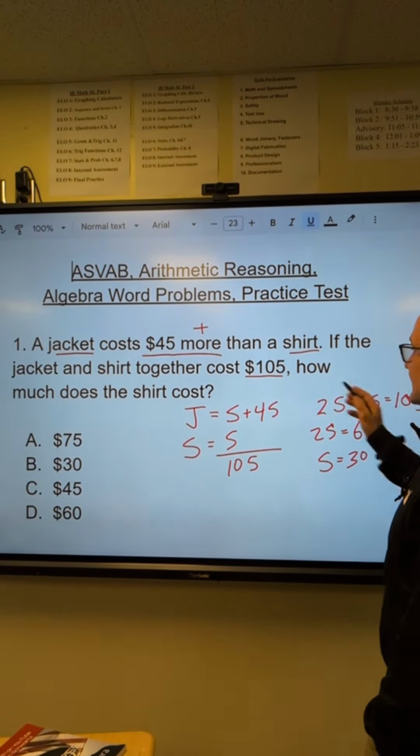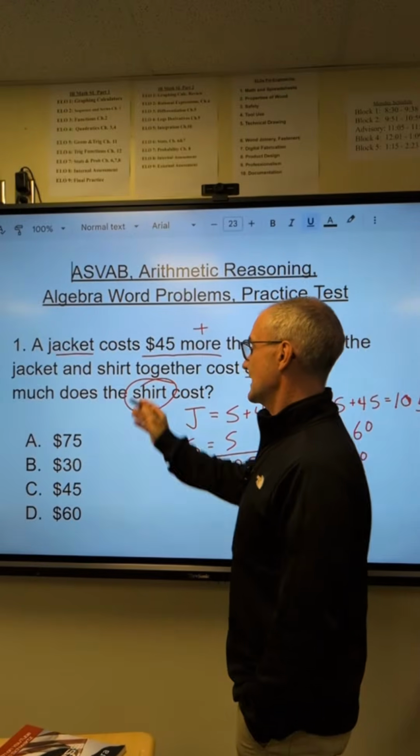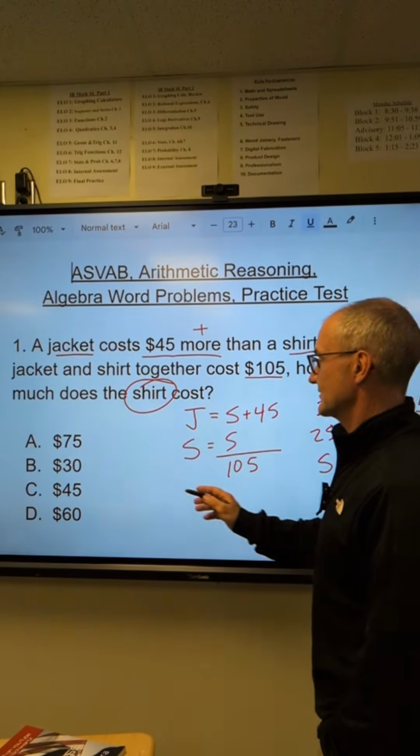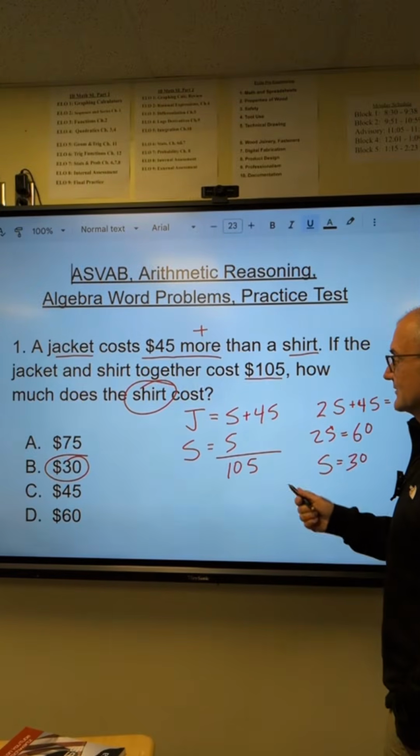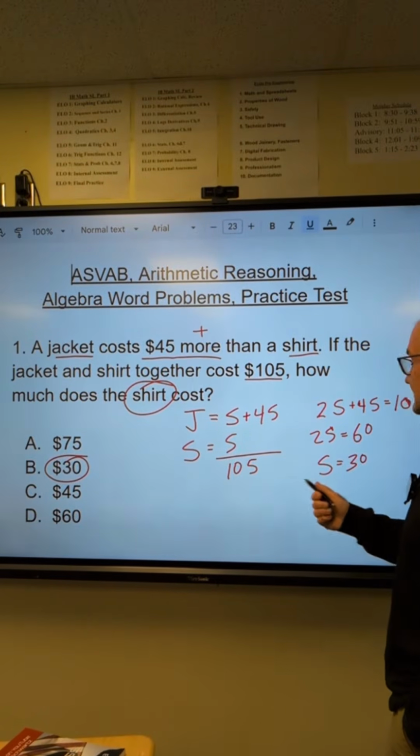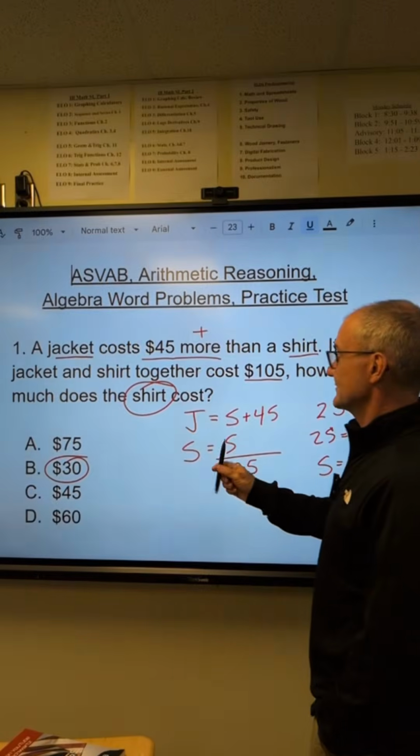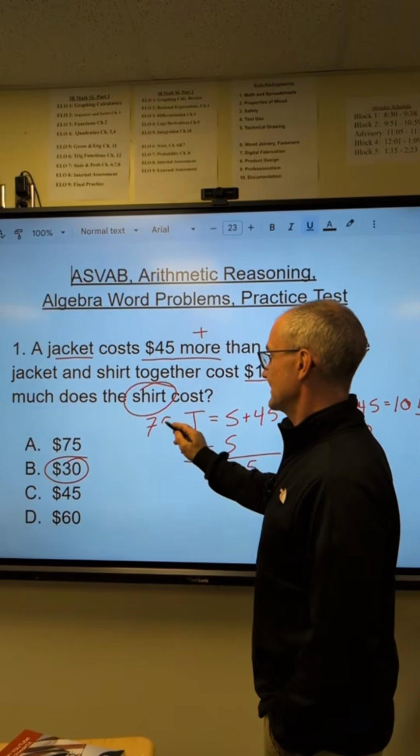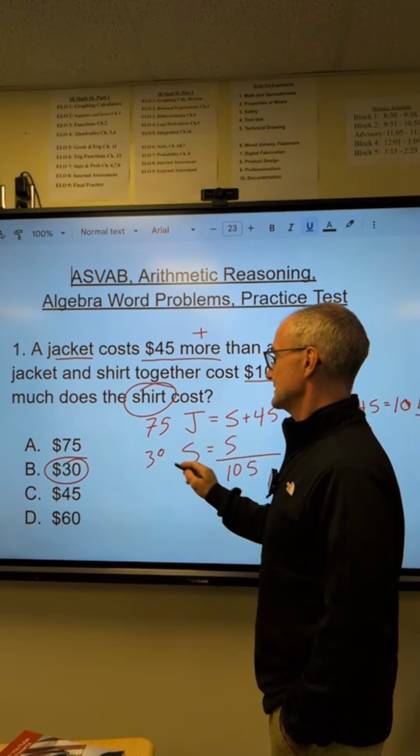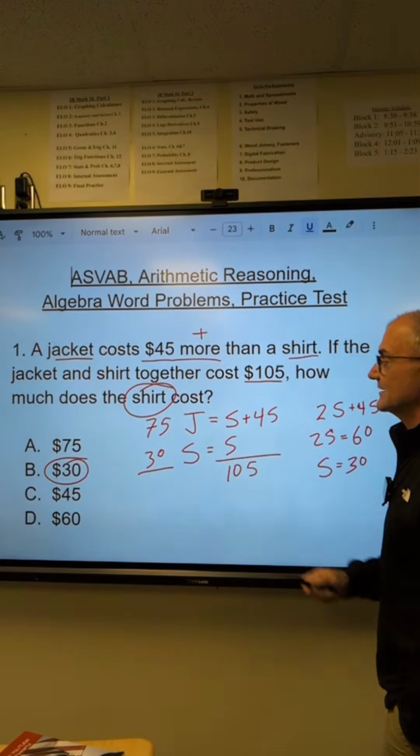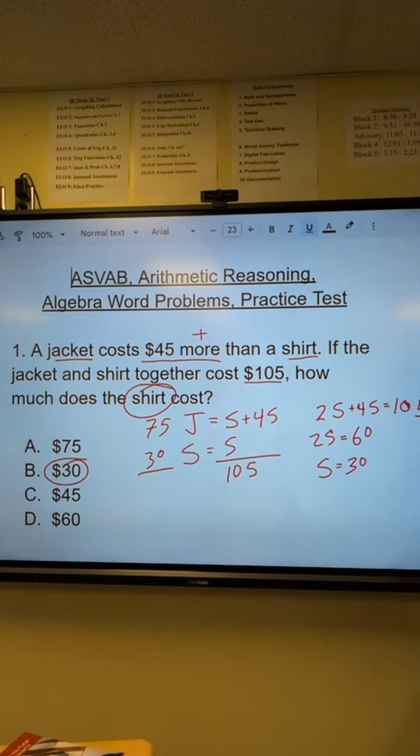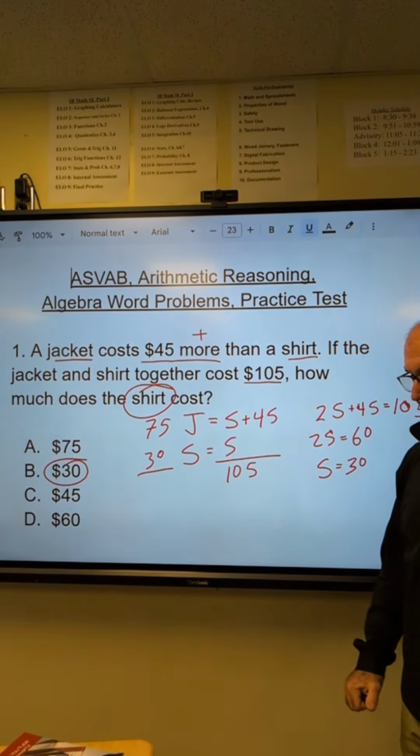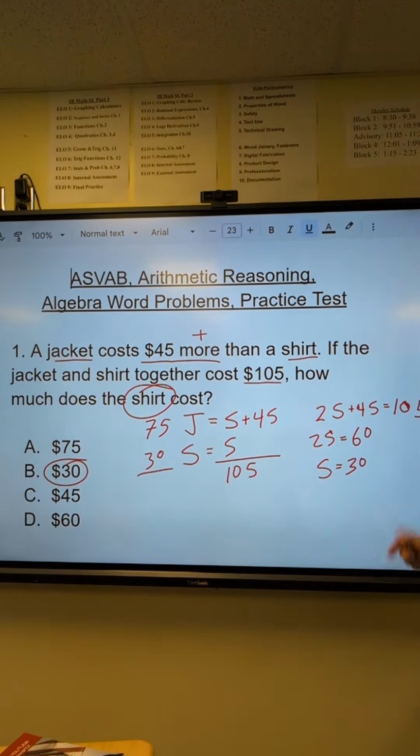Let me just double check this. How much does the shirt cost? The shirt costs $30. The jacket would be 45 more than that, which would be 75. So this would be 75, and this would be 30. Together they equal 105, and the jacket is 45 more than the shirt. Yeah, that's a good one there.